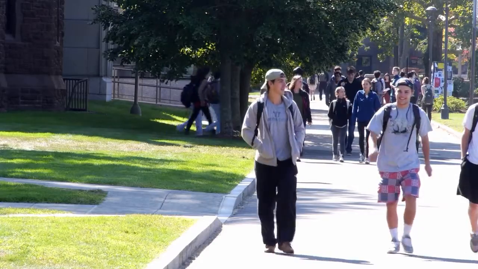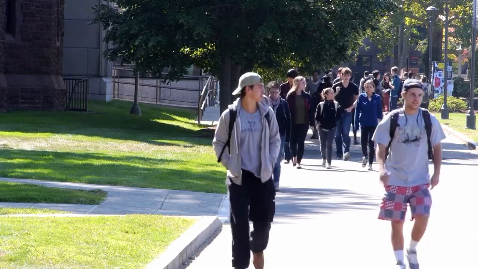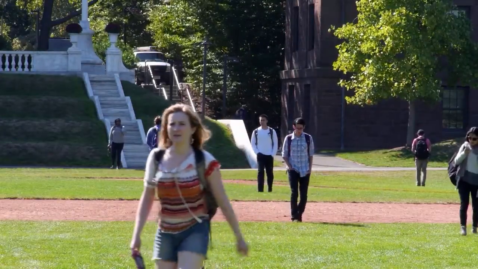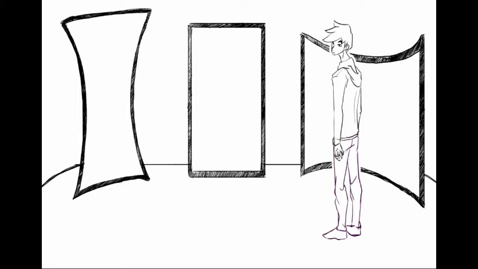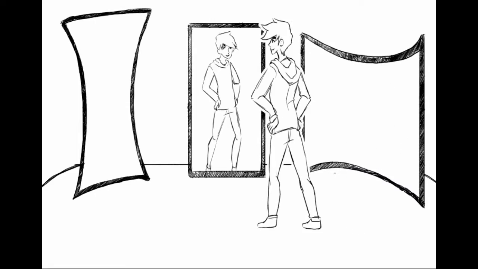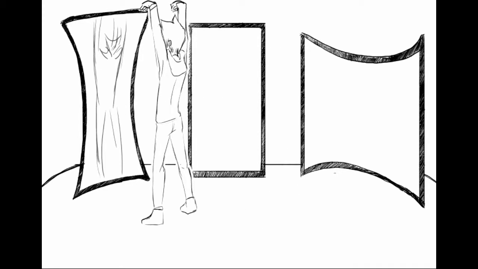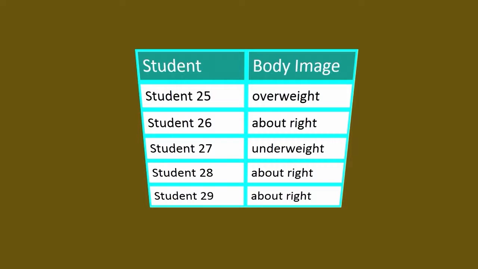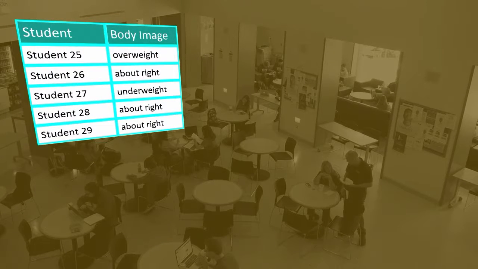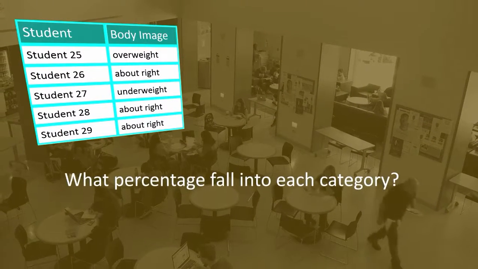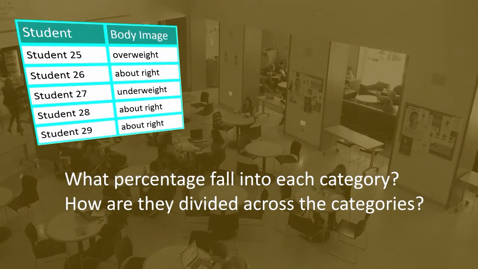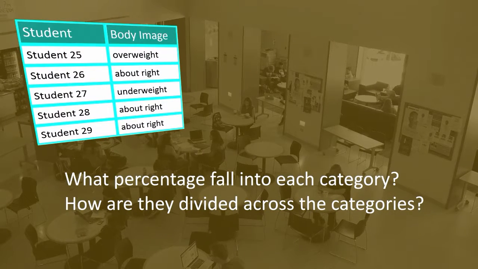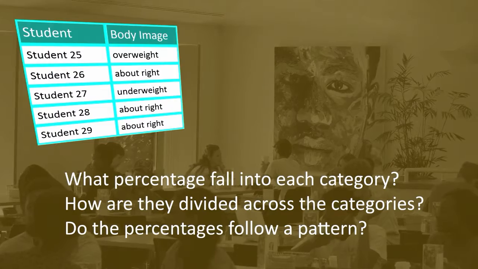Here's an example. A random sample of 1,200 U.S. college students were asked the following questions as part of a larger survey. What's your perception of your own body? Do you feel that you're overweight? About right? Or underweight? This table shows part of the data, 5 of the 1,200 observations. Information that would be interesting to get from this data includes what percentage of the sample students fall into each category. Or, how are students divided across the 3 body type image categories? Are they equally divided? If not, do the percentages follow some kind of pattern?